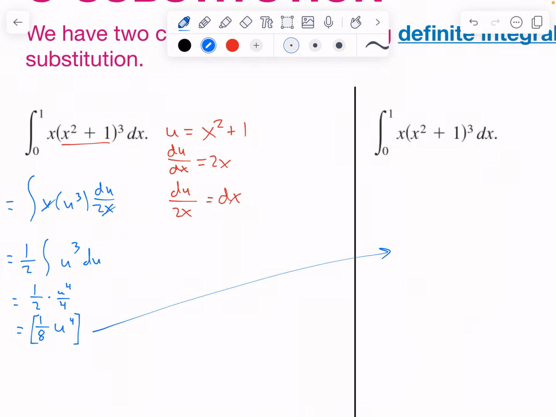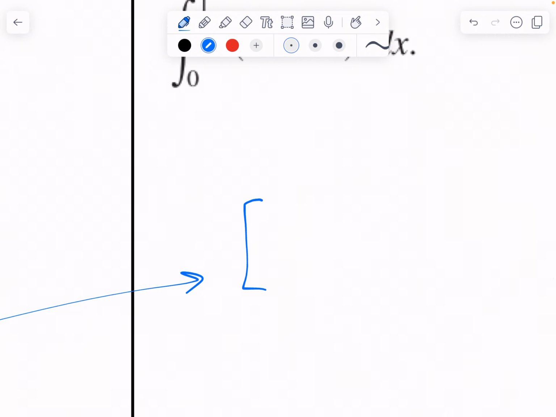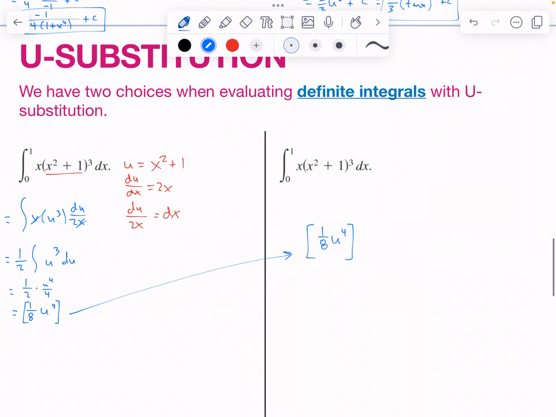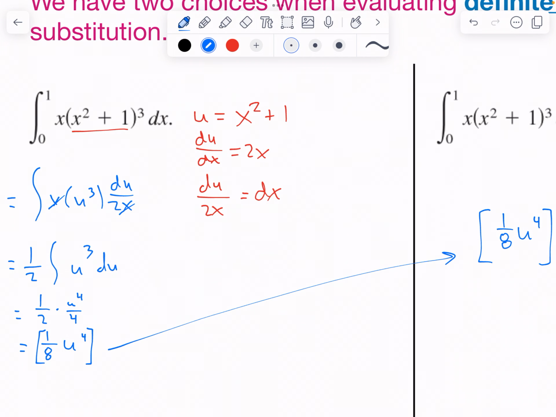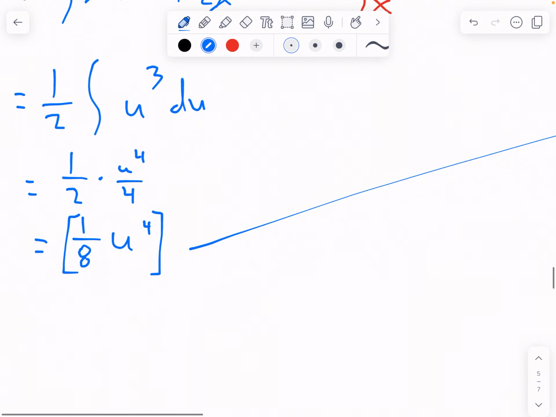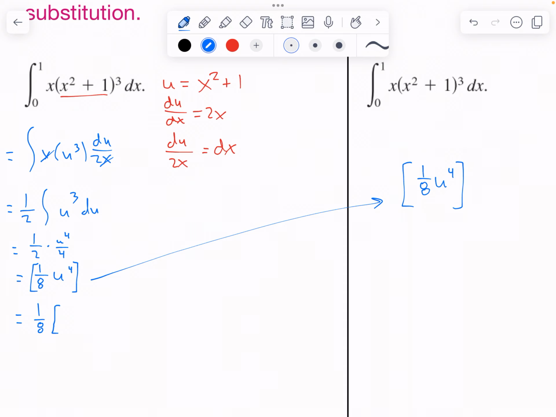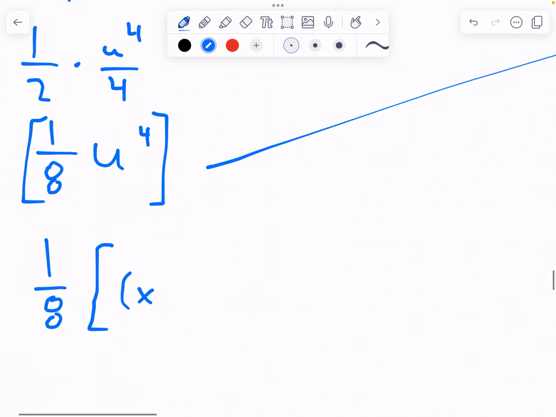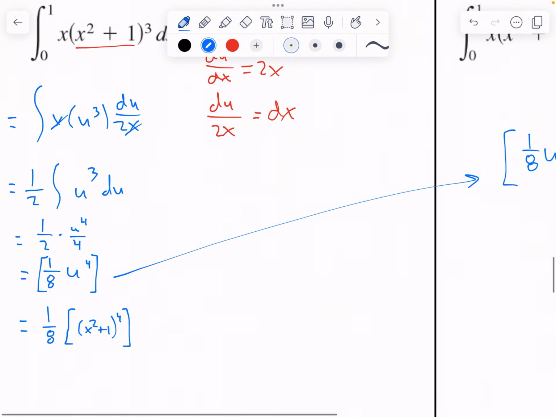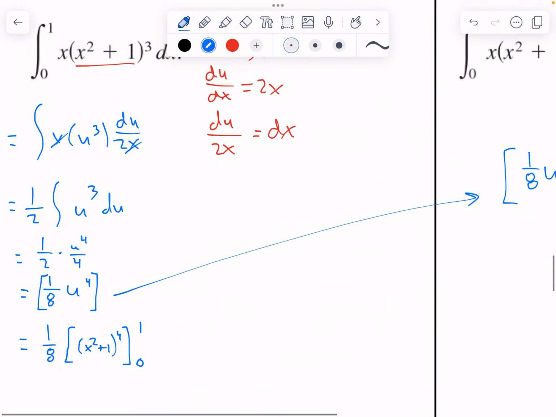So I'm going to bring this over here. Right now we found our antiderivative. We've got 1/8 u to the fourth, and we're ready to start evaluating that. Well, two choices here. Choice number 1 is to resubstitute back in what u equals, like we did so far in our lesson. If I do that, and I'll factor the 1/8 out to make this a little easier, if I resubstitute what u is equal to, x squared plus 1, our antiderivative is that to the fourth power. And if I resubstitute what u is equal to in terms of x, I can use those same limits of integration that we had at the beginning of this problem, 0 and 1.